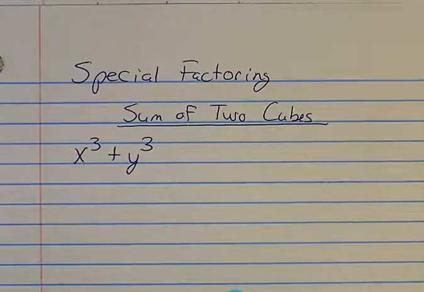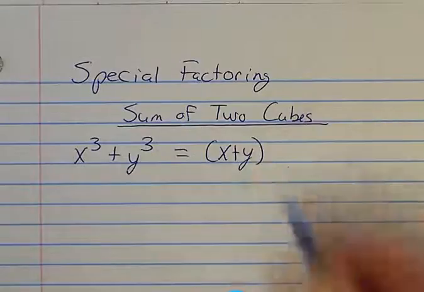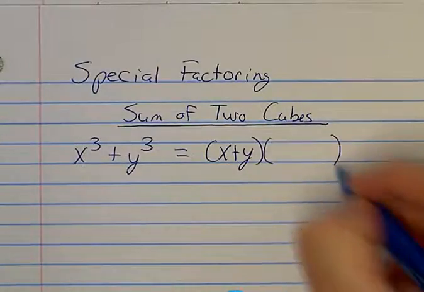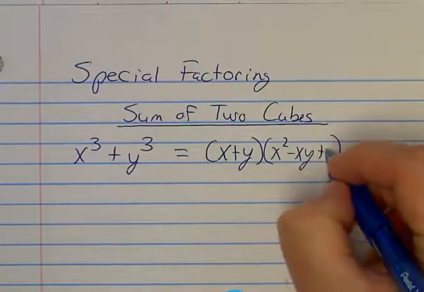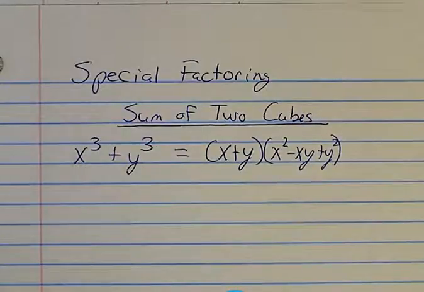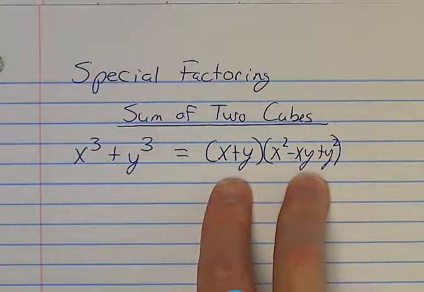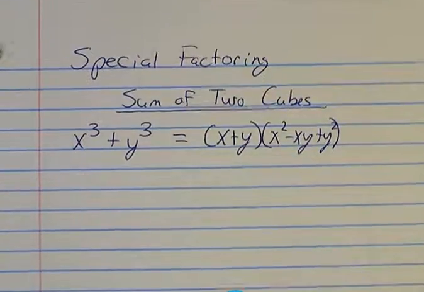So here's what it is. If they gave you this one and asked you to factor it, it would be x plus y, and it would be x squared minus xy plus y squared. And if they gave you this one and asked you to factor it, that would be it. This looks like you could do more to this thing, but that's as far as this one would go. And we'll give you some numbers in it here in just a minute to show you.